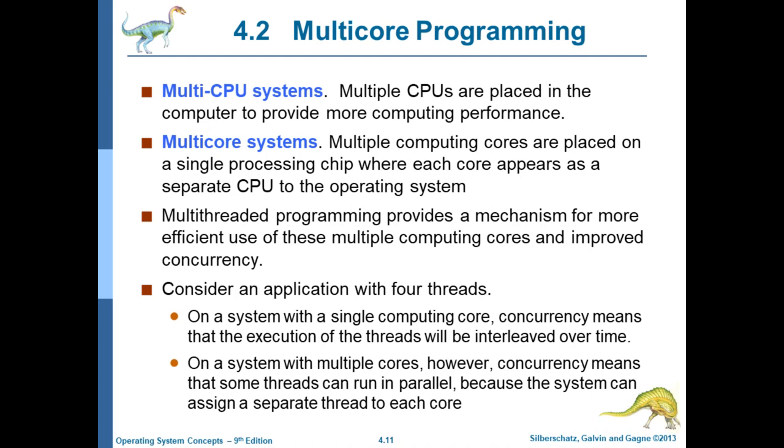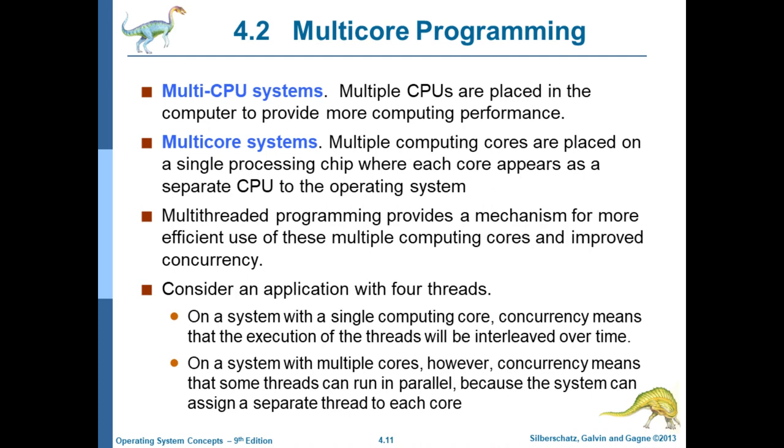There are two types of systems that use multiple cores. The first type is the multi-CPU system. These are systems that have more than one processor in the computer. Each processor has its own core and memory. The operating system can assign different tasks to different processors depending on the workload and availability.